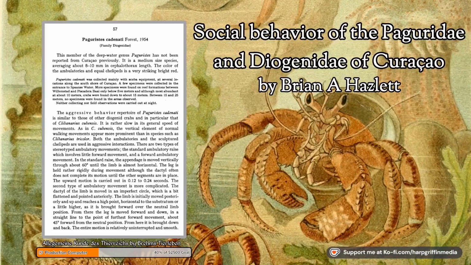The aggressive behavior repertoire of Paguristes cadenati is similar to those of other diogenid crabs, and in particular that of Clibanarius cubensis. It is rather slow in its general speed of movements. As in C. cubensis, the vertical element of normal walking movements appears more prominent than in species such as Clibanarius tricolor. Both the ambulatories and the sculptured chelipeds are used in aggressive interactions. There are two types of stereotyped ambulatory movements: the standard ambulatory raise, which involves little forward movement, and a forward ambulatory movement.